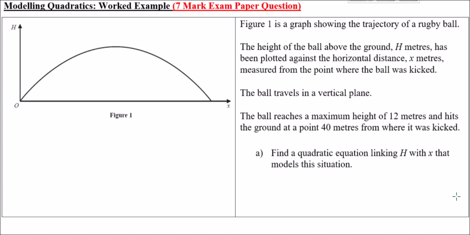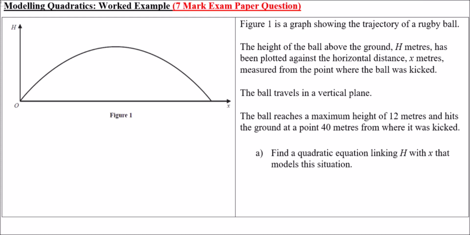The ball reaches a maximum height, we're told, of 12 metres, and it hits the ground at a point 40 metres from where it's kicked. Part A asks us to find a quadratic equation linking this h with x that models this situation. Now there's two main ways you could do this.